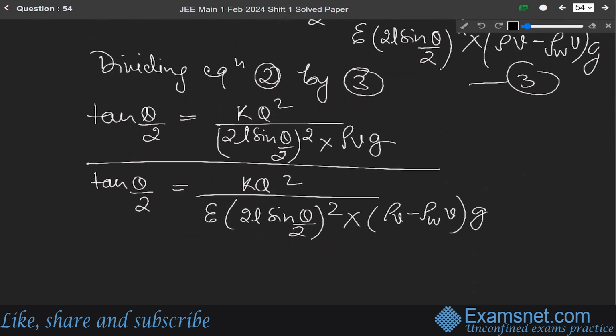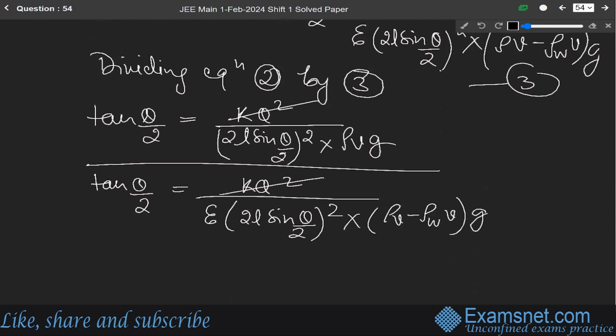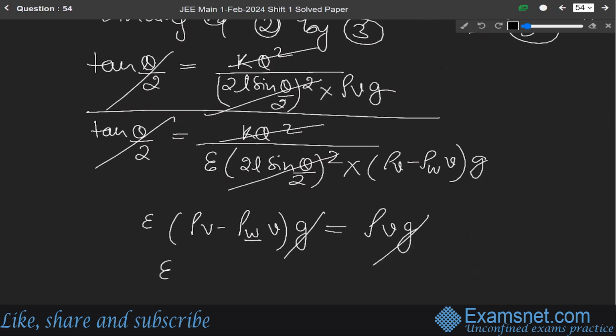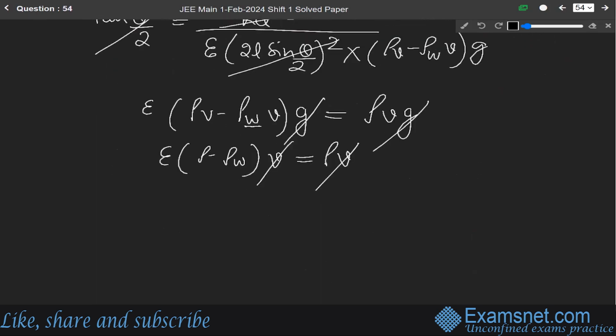So k q square cancels, 2L sine theta by 2 whole square cancels, tan theta by 2 cancels. So we get epsilon into rho v minus rho w, that is of water, into v into g equals rho v g. This g cancels. So epsilon into rho minus rho w, taking V common, equals rho into V. This V cancels. So the dielectric constant is equal to rho over rho minus rho w.